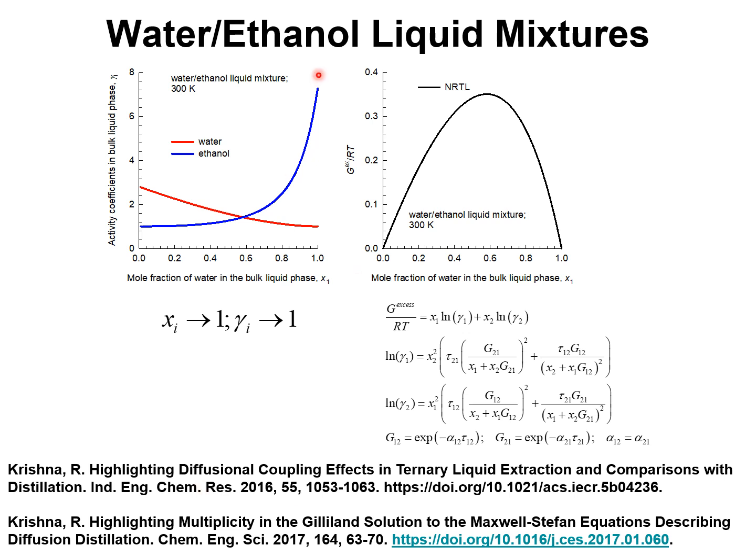I plot here the Gibbs excess free energy, which is defined as x1 ln gamma 1 plus x2 ln gamma 2. And here are the NRTL equations describing the variation of gamma 1 and gamma 2 with the mole fractions x1 and x2 in the liquid phase. There are two independent parameters, tau 12 and alpha 12.